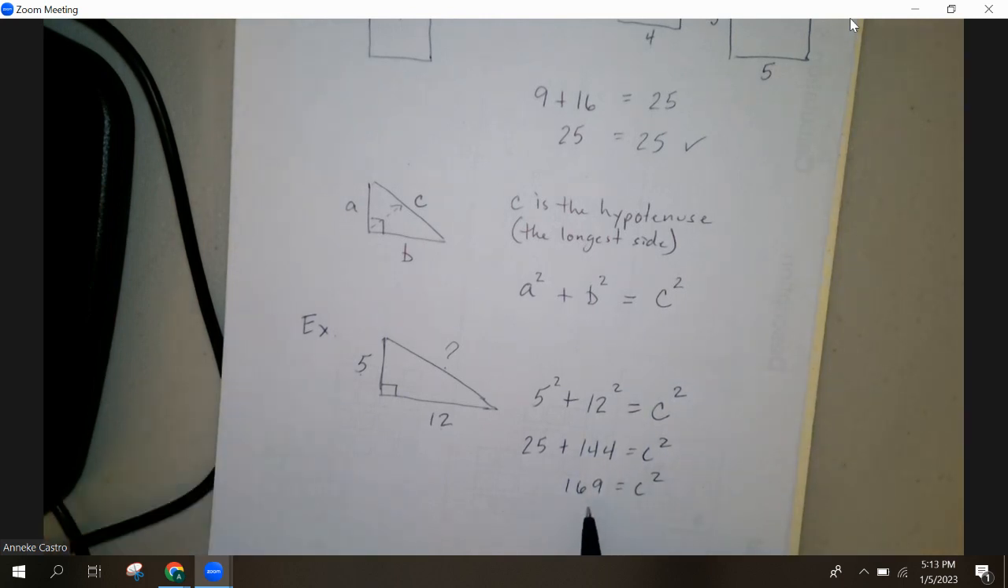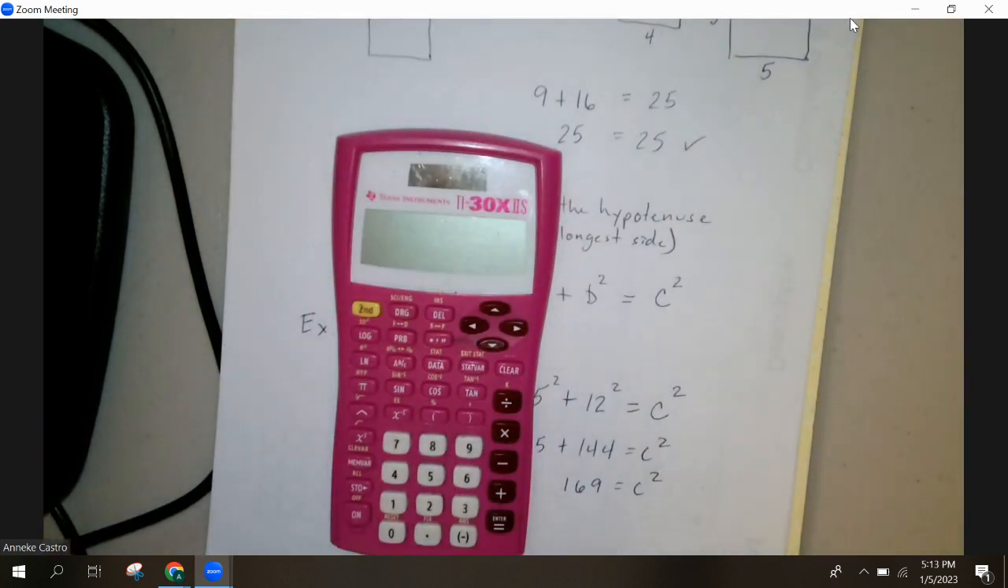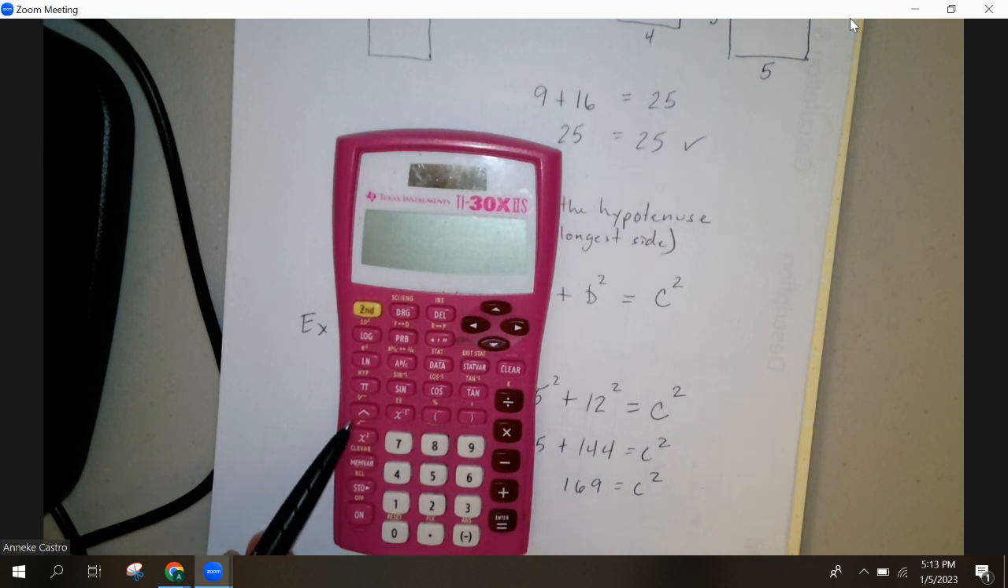Now, what number times itself is 169? I happen to know the answer, but not everybody does. So this is where a calculator comes in handy. On my calculator, here's where the squared button is, x squared. But if I want to go backwards and figure out what number times itself gives 169, I'm going to use the little symbol that's right above it.